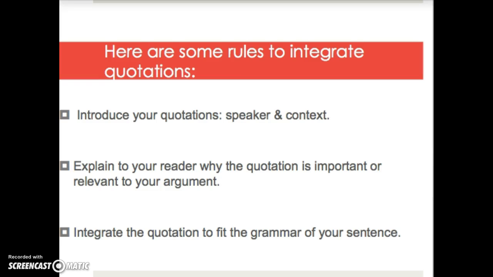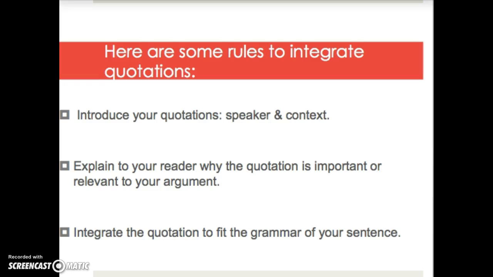So the basic things that you could do would be to tell me who the speaker of the quotation is, and give me a little bit more background on what's happening in the scene, or a little bit more context for when the quotation is being spoken. Usually those two things are going to help add clarity to your writing.